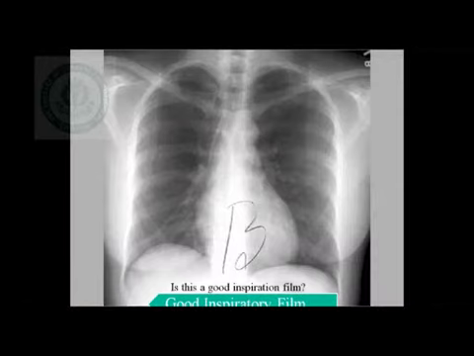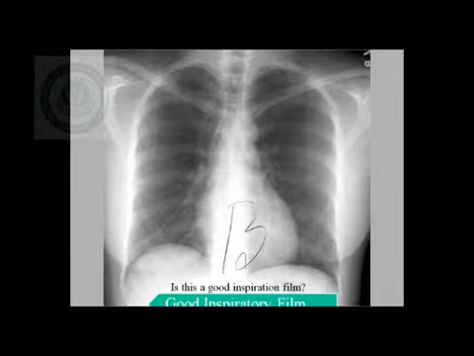Now the third thing comes about the respiratory phase. Once you take an X-ray chest in a good inspiration, the level of the diaphragm is at the level of the 9th to 10th rib posteriorly and the 6th rib anteriorly.